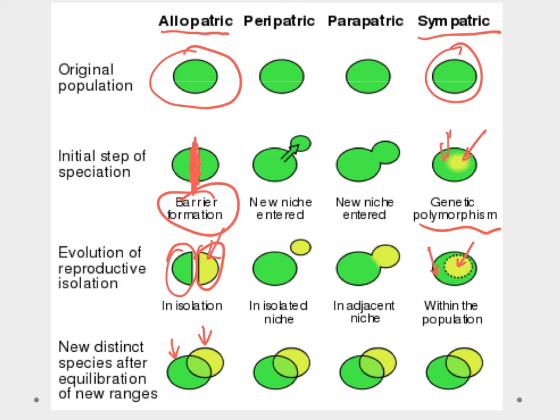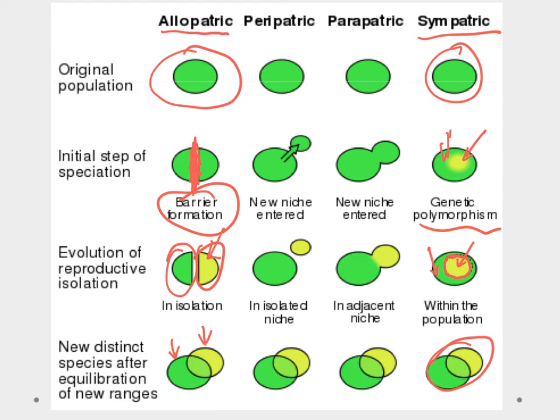So it could be a color variant, or it could be a size variant, whatever the case may be, but we're having a choice, a selection of this one here. So we form a new population, a new species within the same geographic range. And then, as you can see, they're already here together. So when they blend together, we're going to see that we have two distinctly different species.